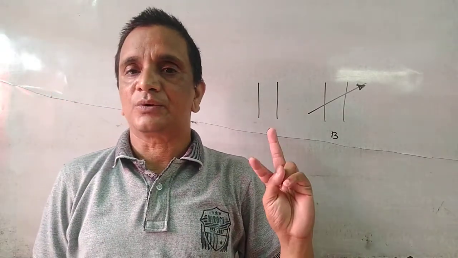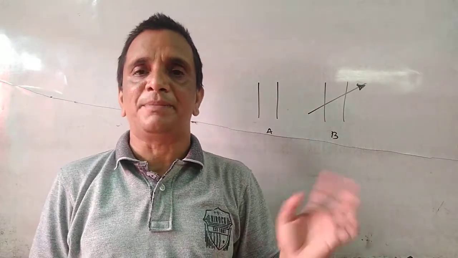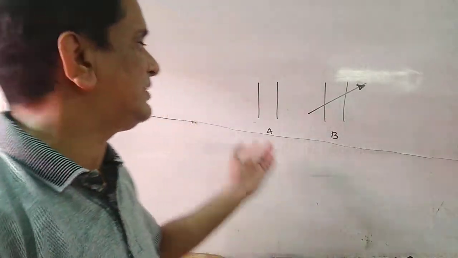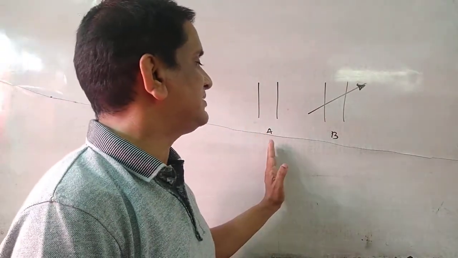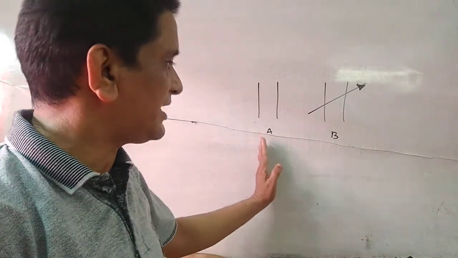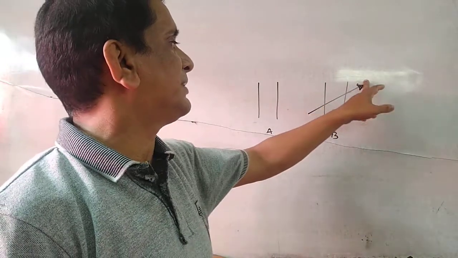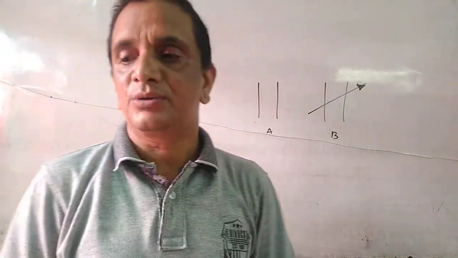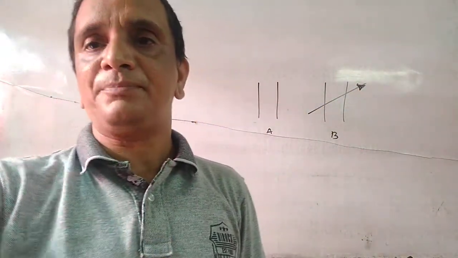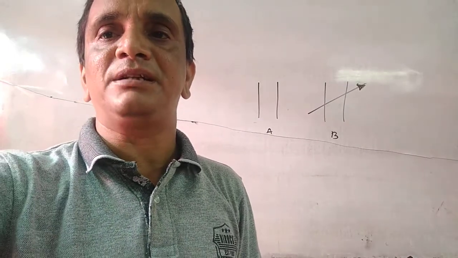Is it clear? So we can represent the parallel plate capacitor in two ways. One is the fixed capacitor, when the value of capacitance is fixed, and the other is the variable capacitor, which is denoted by an arrow. Here there is no arrow. So this is all about the types of parallel plate capacitor.